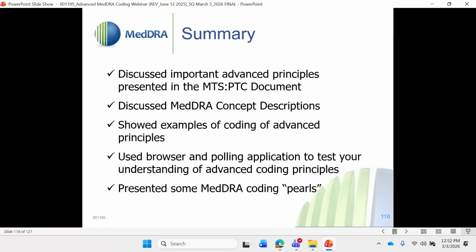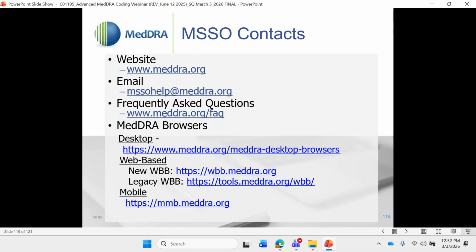Okay, so in summary, we looked at various principles in the MedDRA term selection points to consider document. We showed you MedDRA concept descriptions. Of course, we discussed and we actually performed very well, I might say. Most of you got the right answers. We used the browser, we used Poll EV just to test your knowledge. And of course, we are very familiar now with some of the coding wisdom pearls.